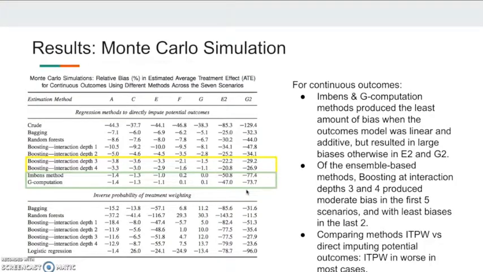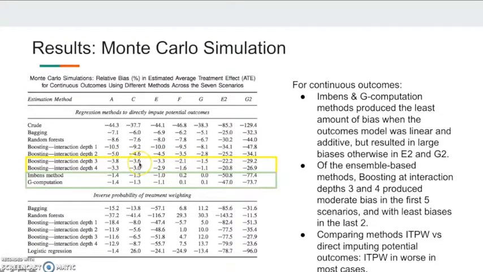So they did this for continuous outcomes and binary outcomes. They also used regression methods to directly impute the potential outcomes, so that's on the top. And then inverse probability of treatment weighting, which is on the bottom and is going to be referred to as IPTW from here on out. So using the regression methods, we can see that the MBENS method and the G computation, so that's the most classic methods that we're comparing to, have the least amount of bias for models A through G, but they really don't do well when things get nonlinear and non-additive. That's E2 and G2. So lots of bias here.